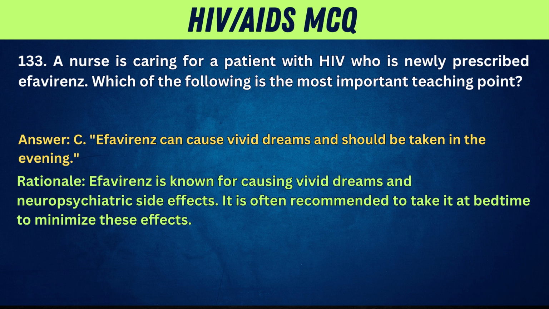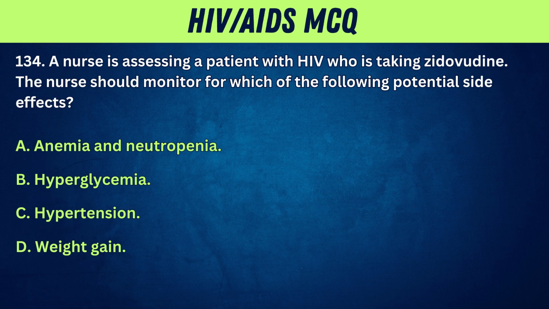Rationale: Efavirenz is known for causing vivid dreams and neuropsychiatric side effects. It is often recommended to take it at bedtime to minimize these effects. 134. A nurse is assessing a patient with HIV who is taking zidovudine. The nurse should monitor for which of the following potential side effects?